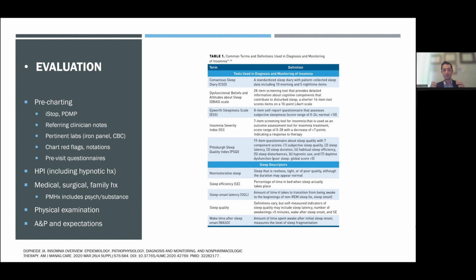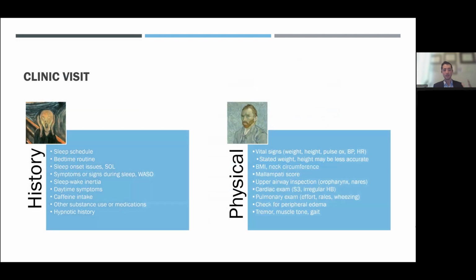And so hypnotic drug history is extremely important in any visit, and PDMP and iStop helps with that. And then, of course, the general sleep overall evaluation is extremely important. So in the clinic visit, what should you expect a sleep doctor to look at to evaluate for insomnia? The sleep schedule, the bedtime routine, difficulty with initiating sleep, difficulty with maintaining sleep, and how difficult is it to wake up in the morning or get started for the day, whatever.